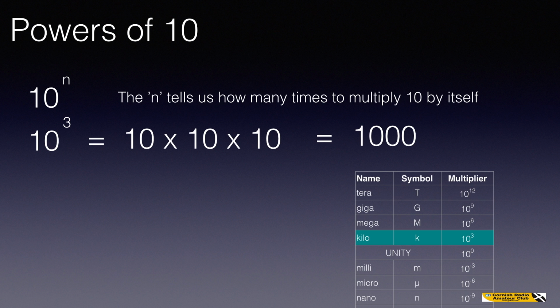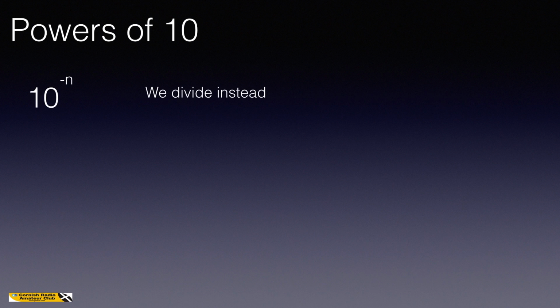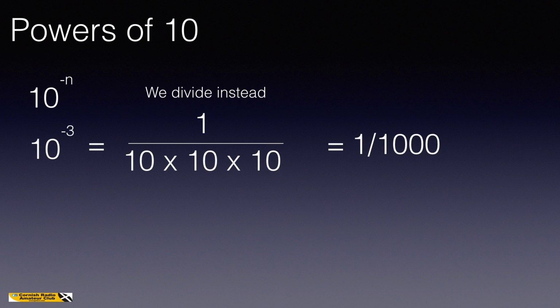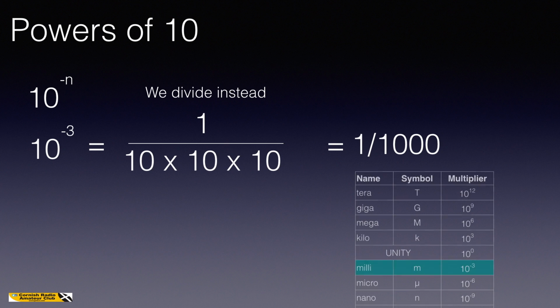If we're looking at quantities of less than 1, then it would be 10 to the minus n, and if the minus sign is there, we divide instead. So, for example, 10 to the minus 3 would be 1 over 10 times 10 times 10. In other words, 1 over 1,000. And what do we see there? We see that that would be milli. So 10 to the minus 3 is synonymous with milli, and we should know the symbol there, m.